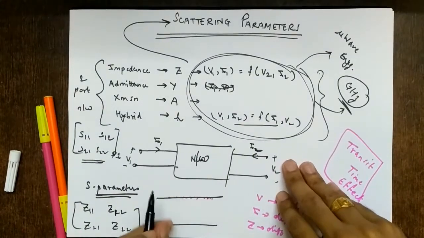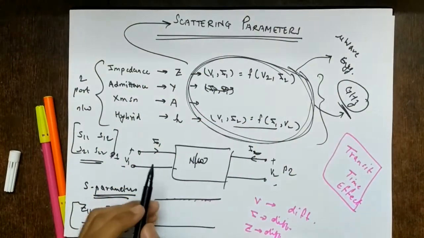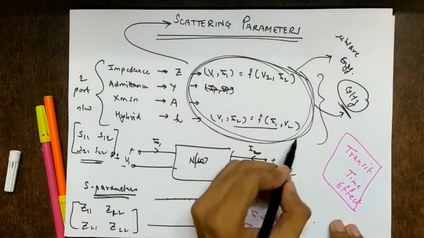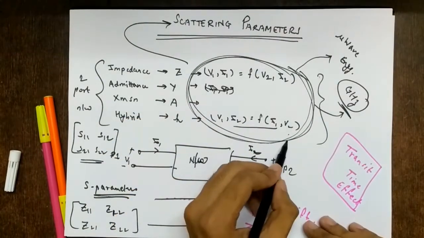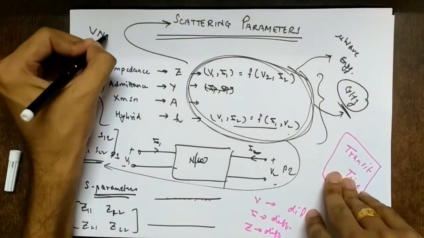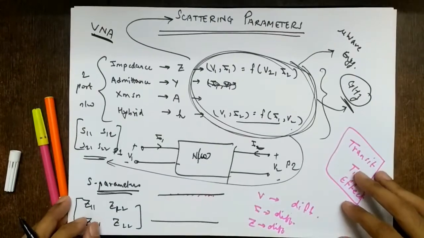So again, why do we use them? Because the measurement of voltages and currents is somewhat of an abstraction. It is not convenient to measure voltages and currents at microwave frequencies. That's why we go to something called scattering parameters. And they can be directly measured with a vector network analyzer, abbreviated as VNA. So that is the reason we use scattering parameters. Okay.